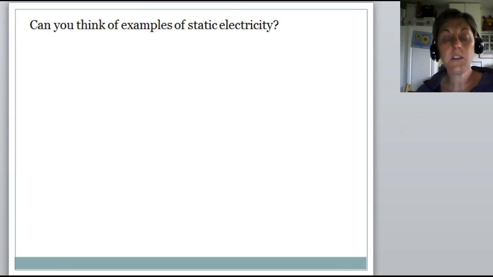Another question I want you to think about is, what kind of examples are there of static electricity other than the ones that I've given you so far? What are some other examples of static electricity?